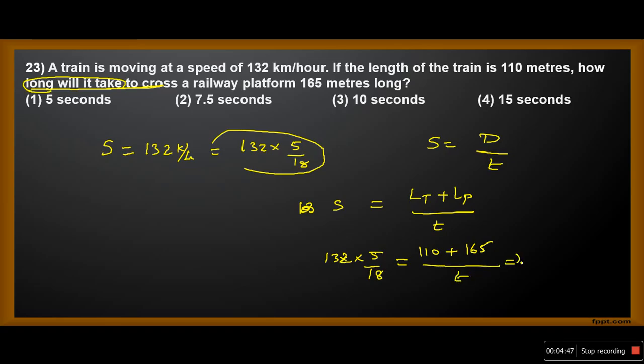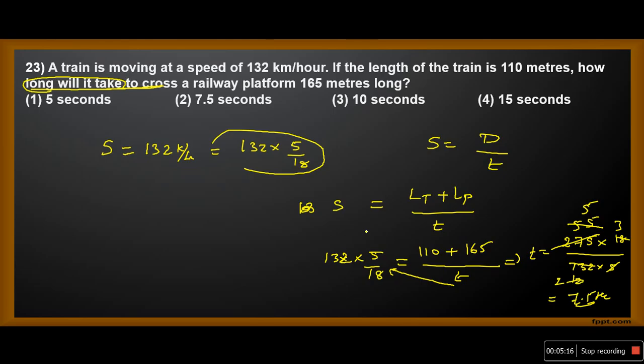That implies, taking t to the left-hand side, t equals 275 into 18 divided by 132 into 5. 5 ones, 5 fives, 11 fives, 11 twelves, 6 twos and 6 threes. 5 threes are 15. 15 by 2 is equal to 7.5 seconds. So, the answer is option 2.